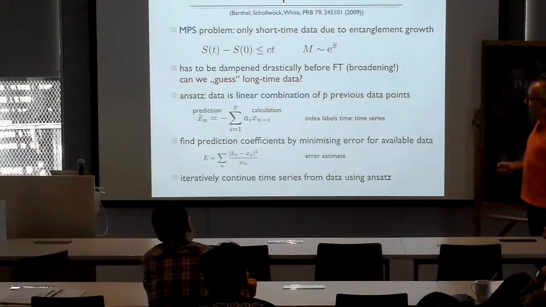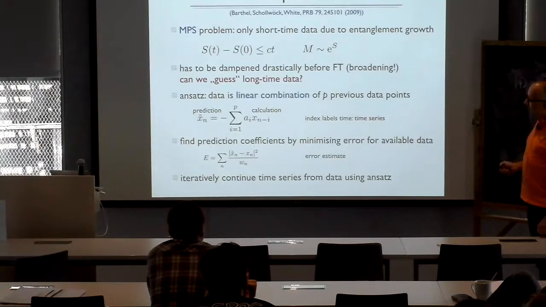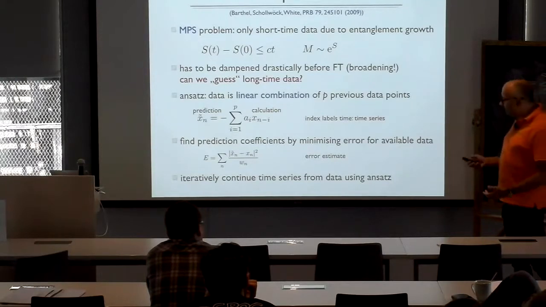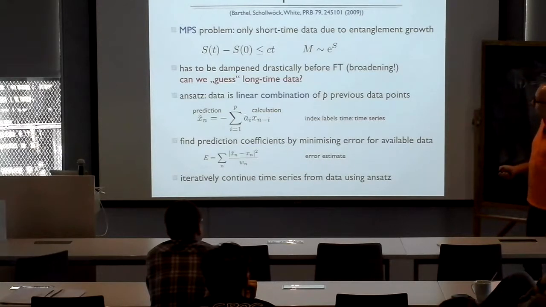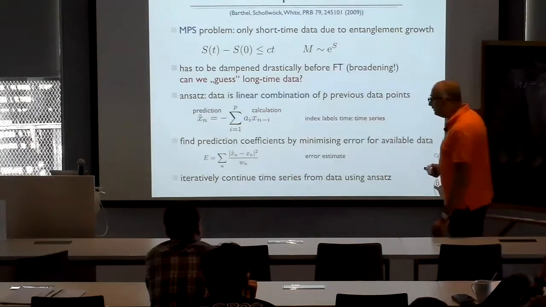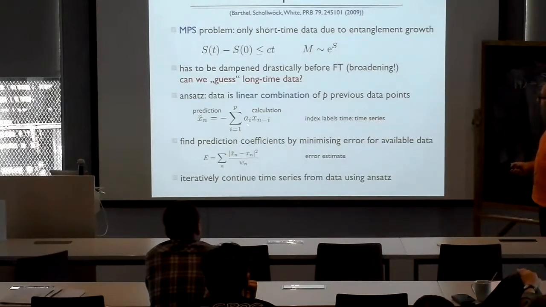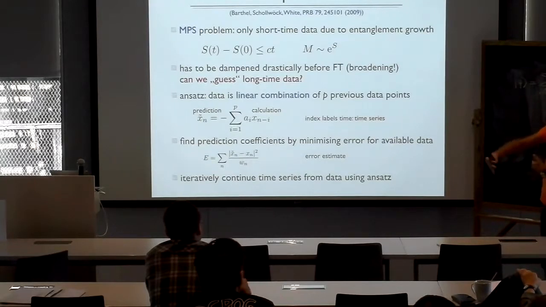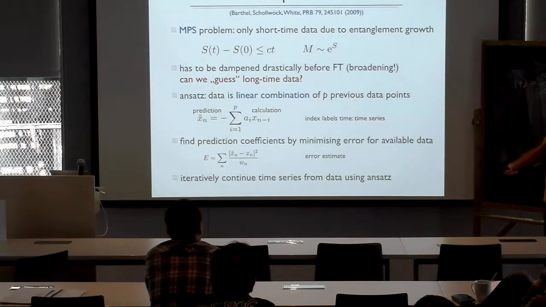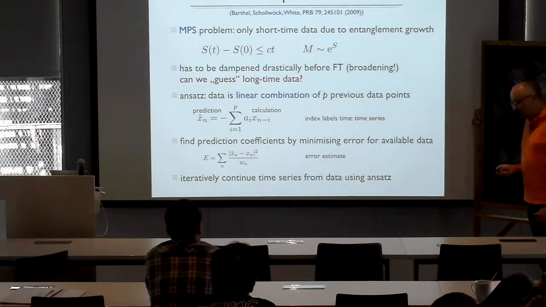If you make this ansatz, what you do, of course, is you take the data which you calculated, feed it into this formula, and determine the coefficients a_i from simply matching the data you calculated with your DMRG calculations. And once you have these coefficients, you use them to iteratively continue the time series from your last calculated data, and in that way project into the future. I mean, you can do that. The question is, is it any good?